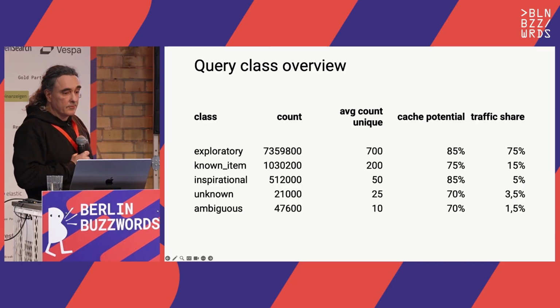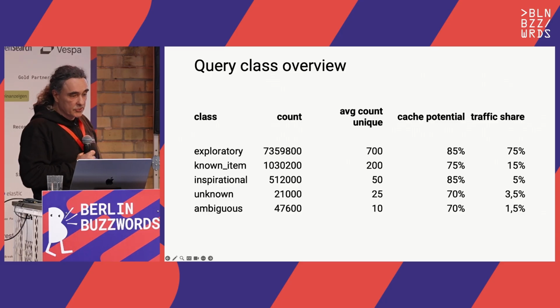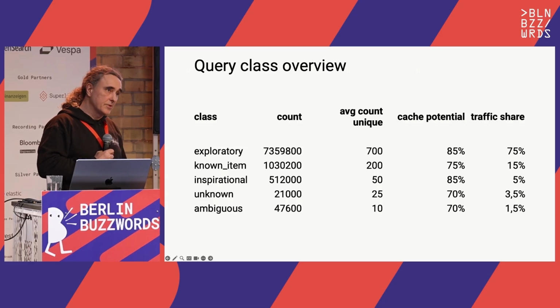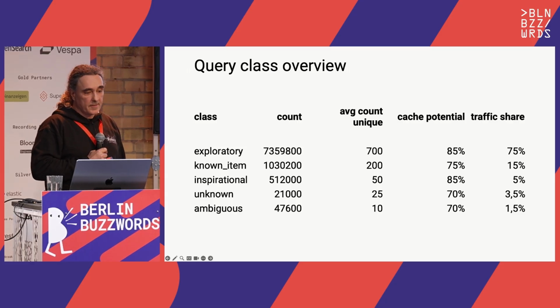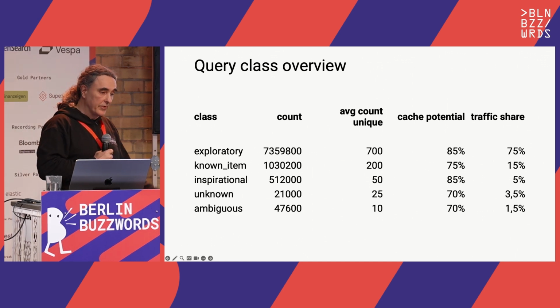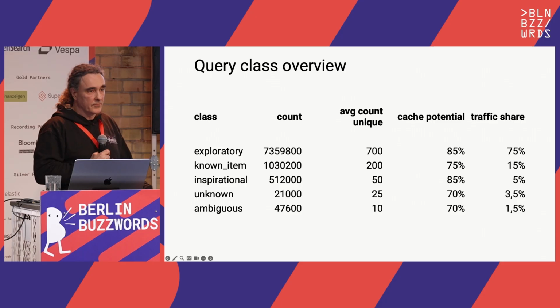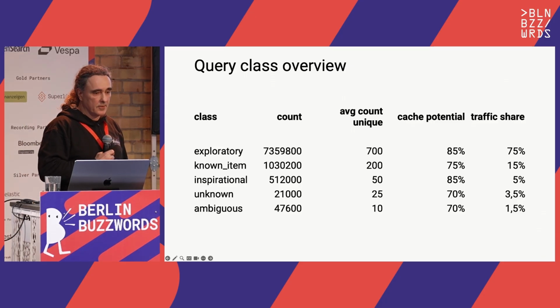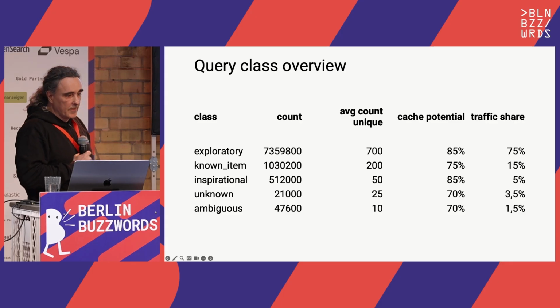So we computed the share of each class and also a cache potential. We counted all the queries that occurred more than once and computed their share of all the queries in one class, with the idea that every query that occurred more than once is worth caching, to keep it simple.